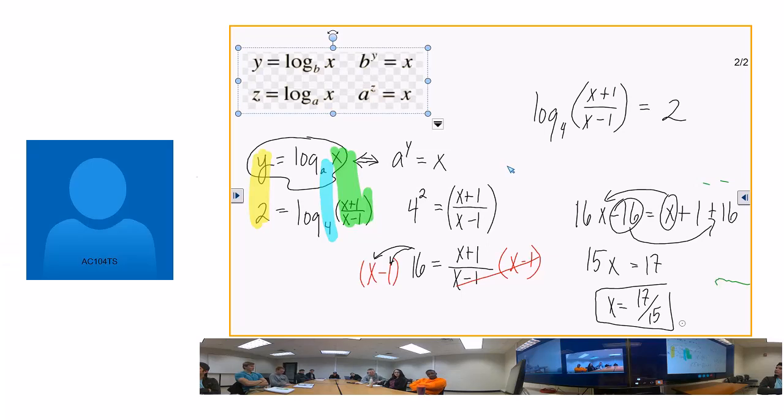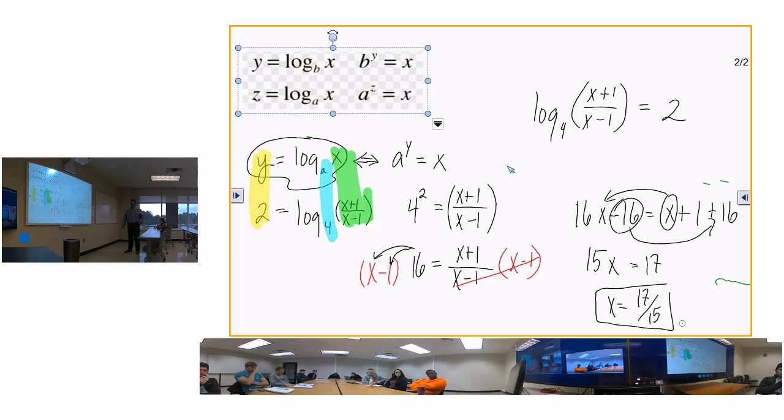All right, 17 over 15. Anybody got a question on this one? Is this an important question? Yes. Anything with a logarithm is important because you're going to see it again.